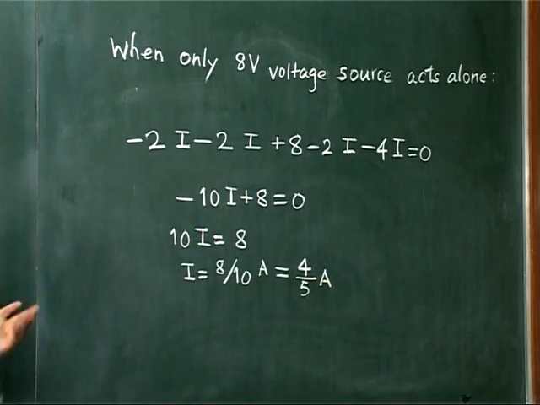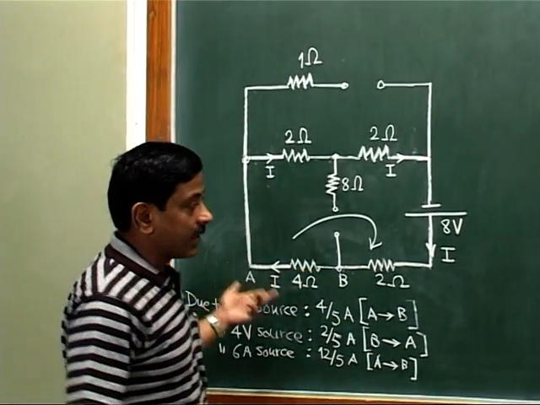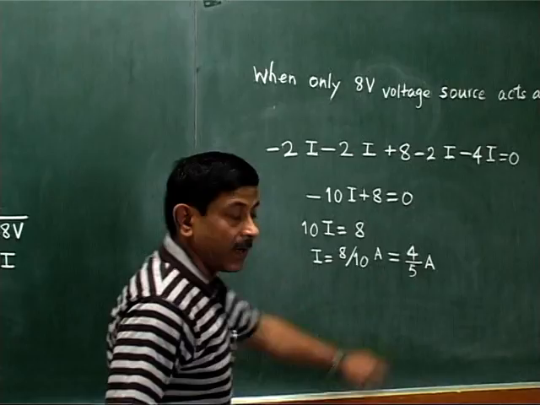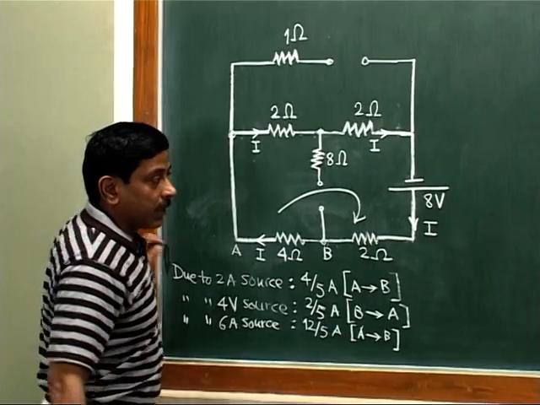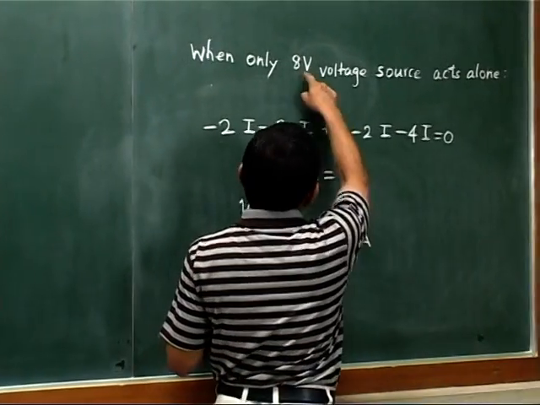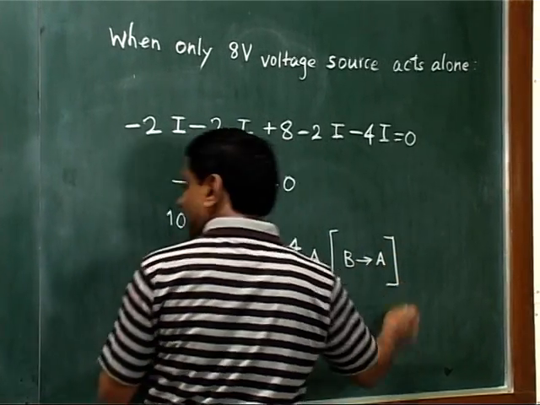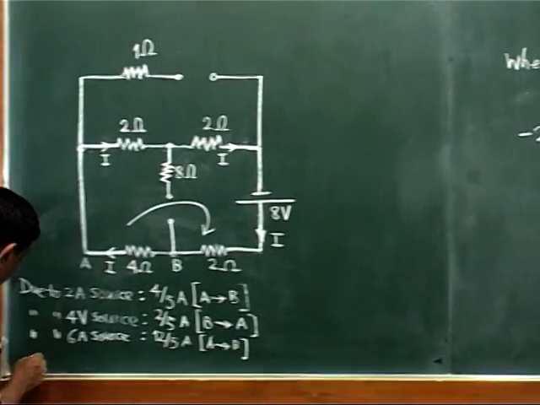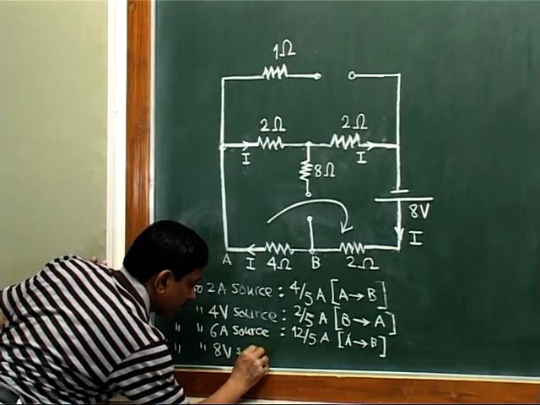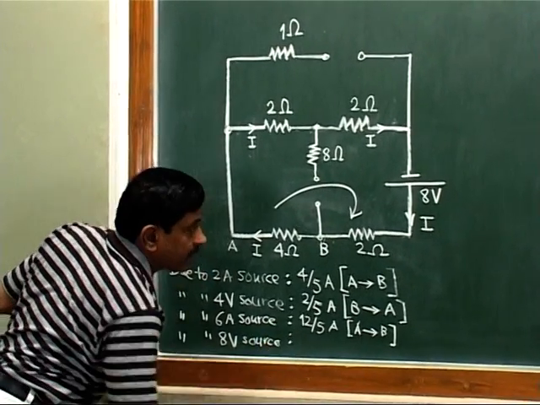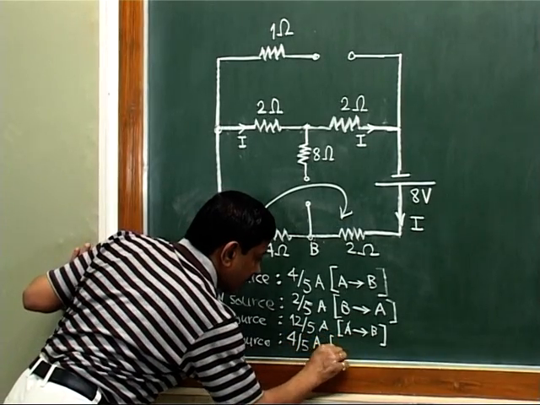And see the direction now. Obviously, since the battery is like this, that means current must be flowing from B to A. Otherwise, we have got a plus answer for 4 by 5, and so the direction of current as per our distribution was from B to A. So a current of 4 by 5 ampere will flow due to the 8 volt battery and its direction will be from B to A. So this fourth result also we have got, that we will write here, due to 8 volt source. What is the result? Current is 4 by 5 ampere, but its direction is from B to A.